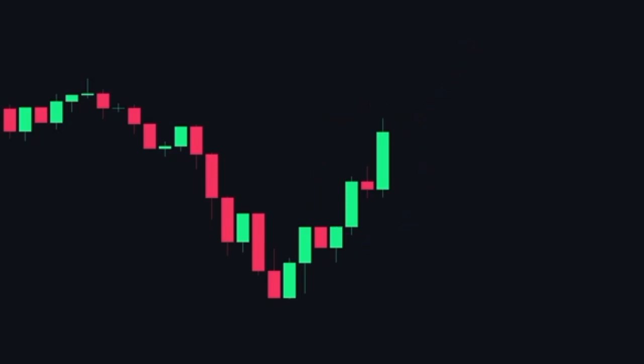This can be a good opportunity to enter a long position if you miss the initial uptrend, with a stop loss at the bottom wick of the second candle.